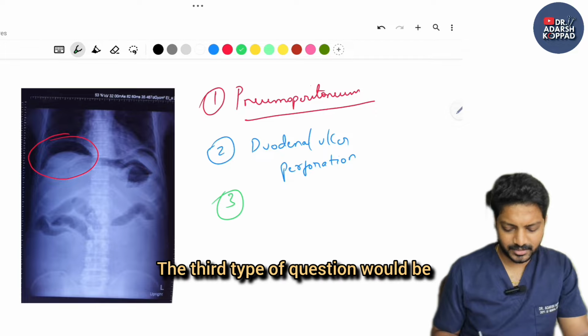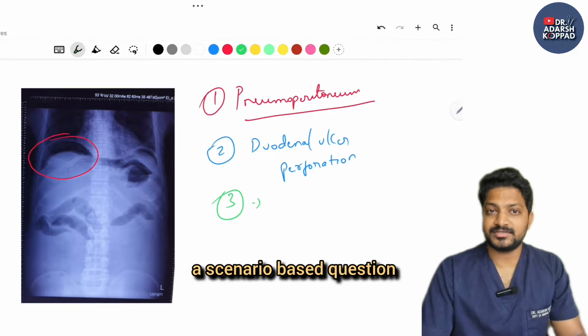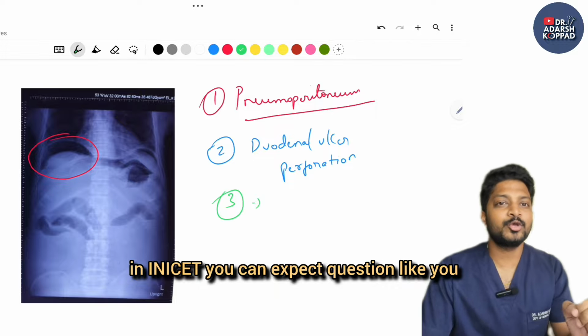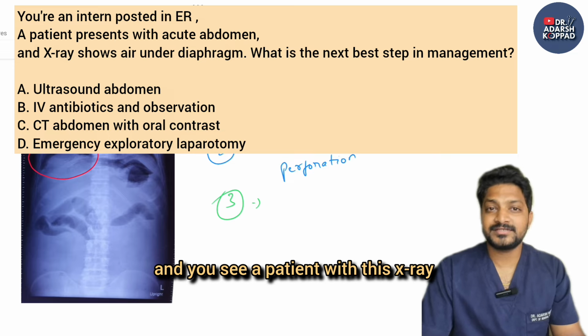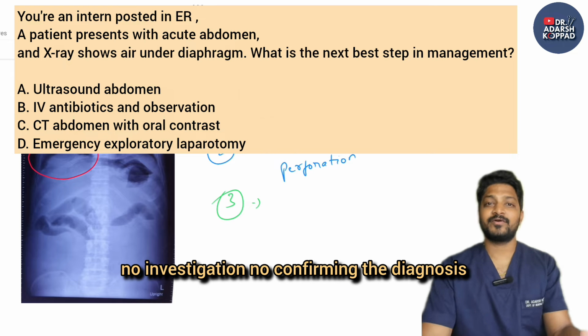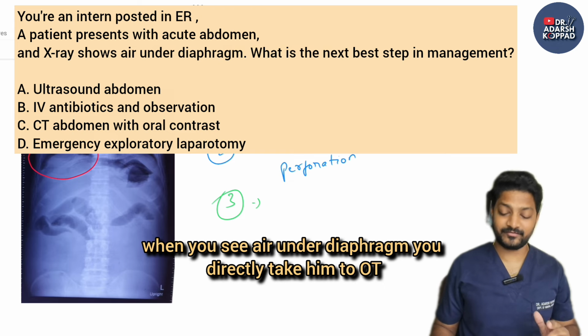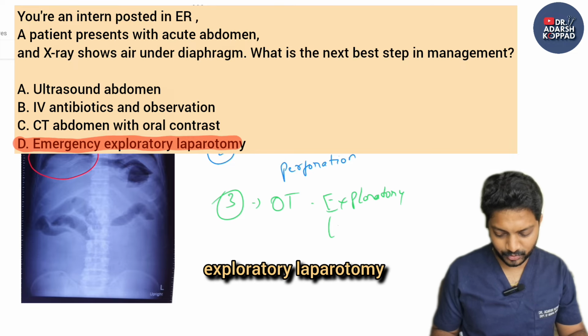The third type of question would be the most frequently asked question, a scenario based question. In INICET, you can expect a question like: you are an intern posted in the emergency department and you see a patient with this X-ray. What is your next step of management? No investigation, no confirming the diagnosis. When you see air under diaphragm, you directly take him to OT, that is exploratory laparotomy.